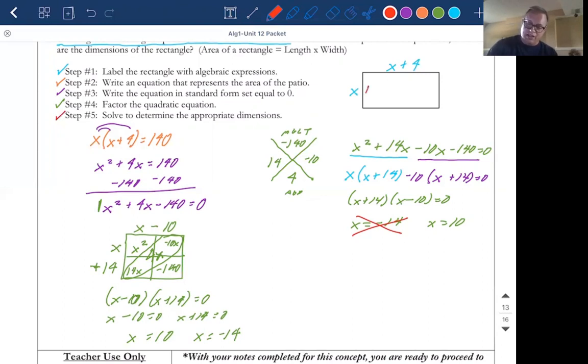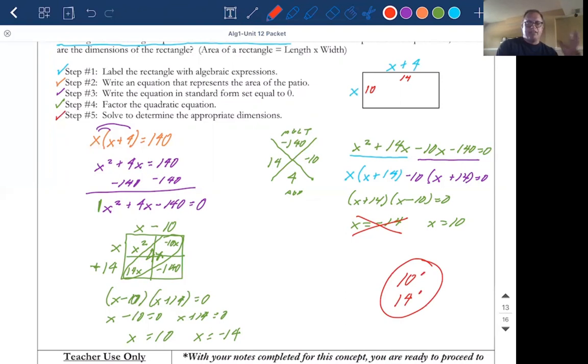So this is 10. And if that's 10, 10 plus 4 is 14. And once you know it, 10 times 14 is 140. So the dimensions are 10 feet and 14 feet. And that's how we do that.